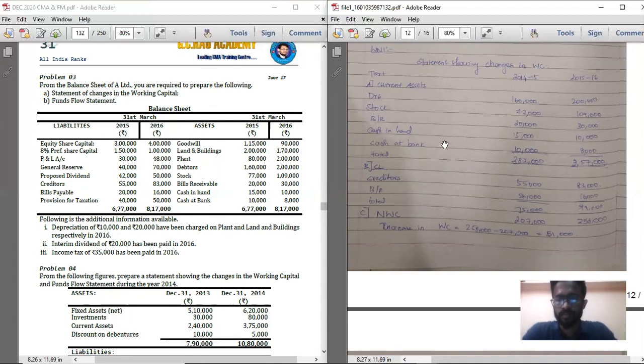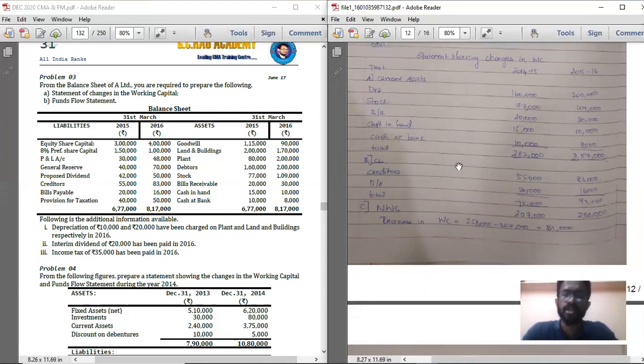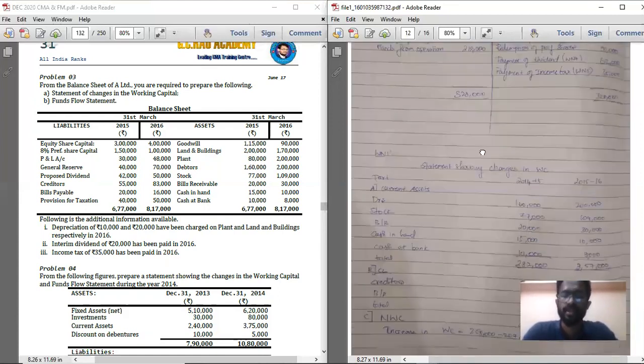So next, you should calculate what is the increase in working capital by comparing 2014 and 15. There is an increase in working capital, so you should calculate that, it is 51,000. Just copy the values and calculate what is the change in working capital.